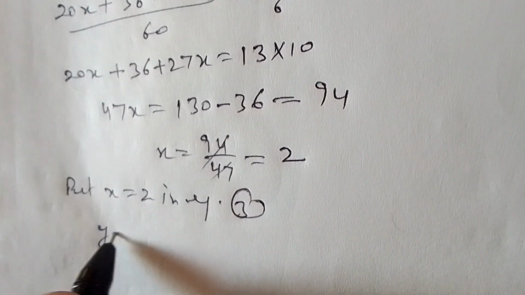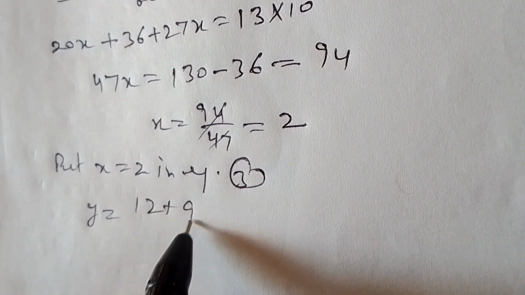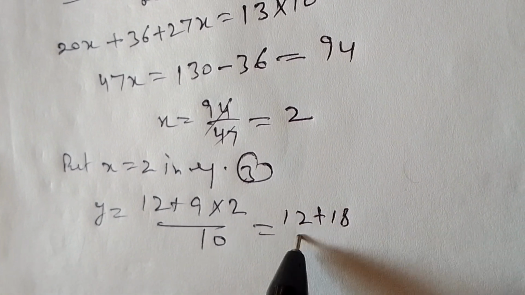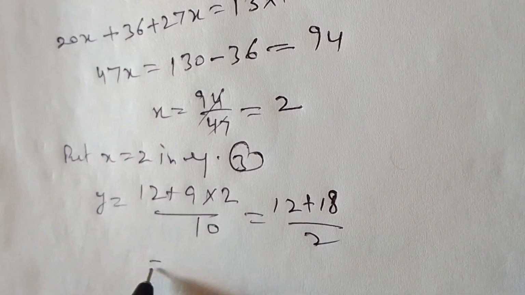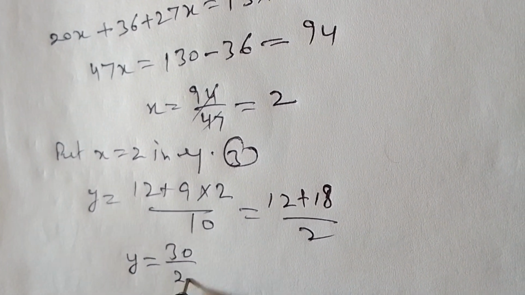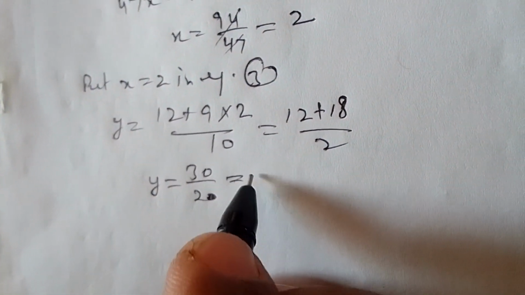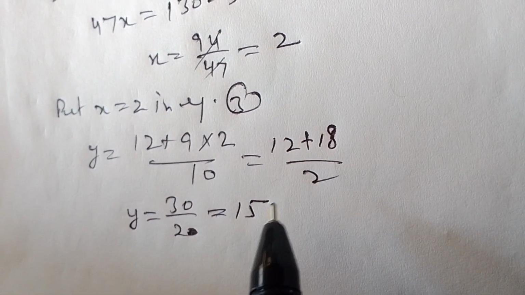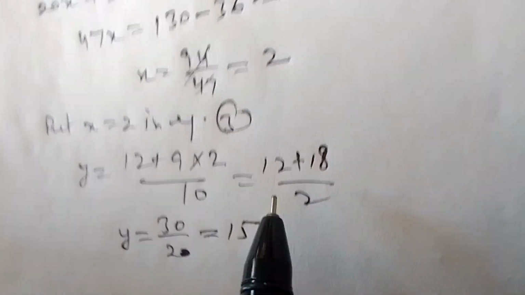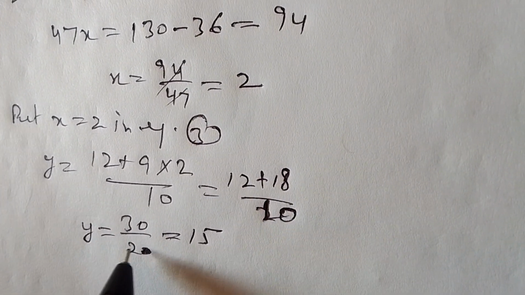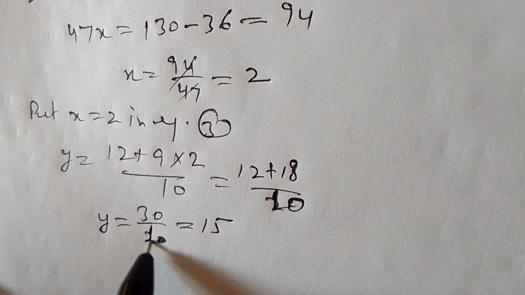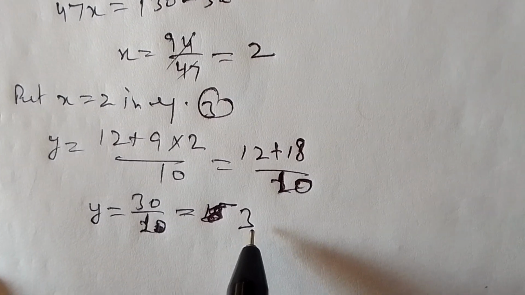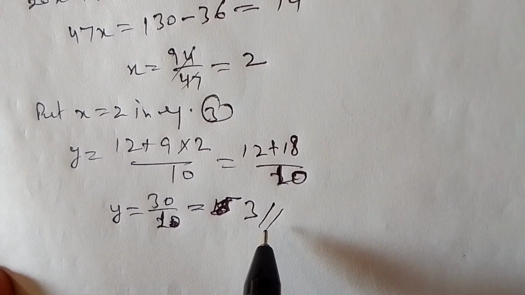So put x is equal to 2 in equation 3. We get y is equal to (12 plus 9 multiplied by 2) divided by 10. It comes out to 12 plus 18 divided by 10, 30 divided by 10, so it comes out to be 3. So the value of y comes out to be 3. This is the answer of the sixth part of the question.